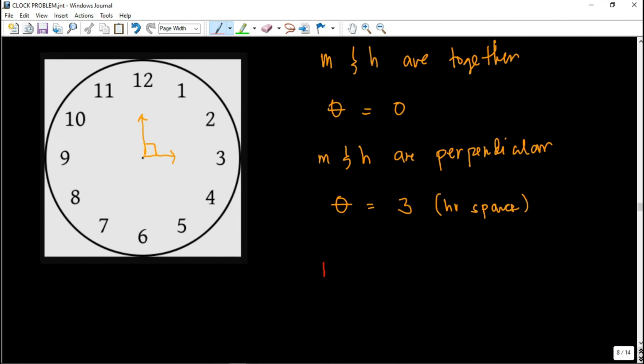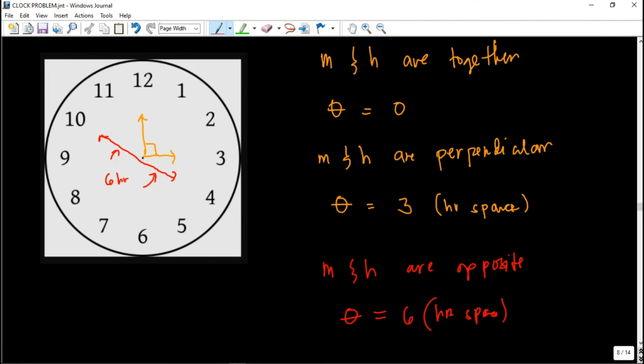So if the minute hand and hour hand are opposite to each other, the angle between them in terms of hour spaces is, so kung sila ay opposite to each other, so this angle here is kalahati nung 12 hours. So that is now 6 hour spaces. So theta is equal to 6 hour spaces if the minute hand and hour hand are opposite to each other. Okay, let's apply now the formula in solving a clock problem.